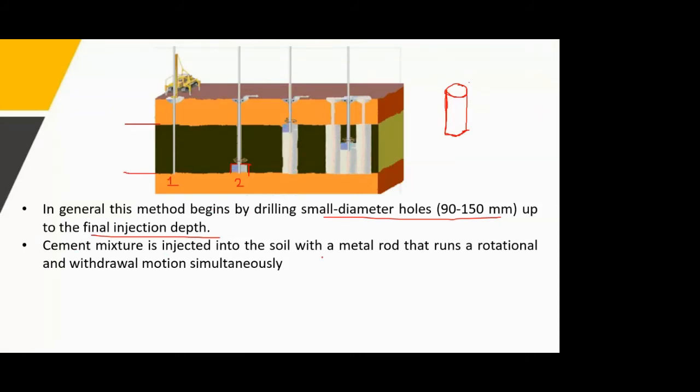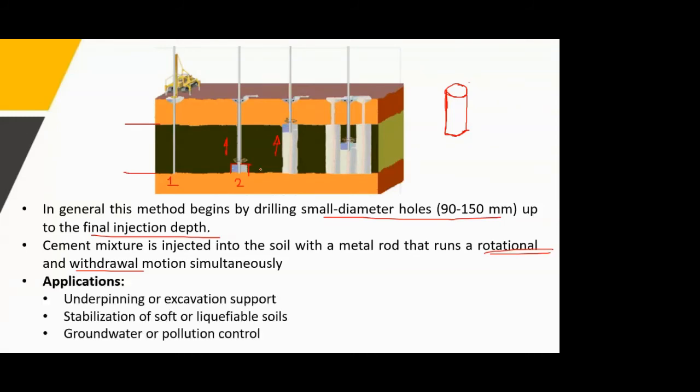The cement mixture which is injected into the soil with a metal rod moves through this nozzle, and as I told you, that nozzle is capable of rotating continuously at high speed. So there is that rotational motion, and simultaneously there is a withdrawal motion, the upward movement of this nozzle. Due to that, the nozzle is continuously rotating, continuously spraying the grout under high pressure, and moving upwards also. So in a spiral form, it will push the soil and it will get filled with the grout.